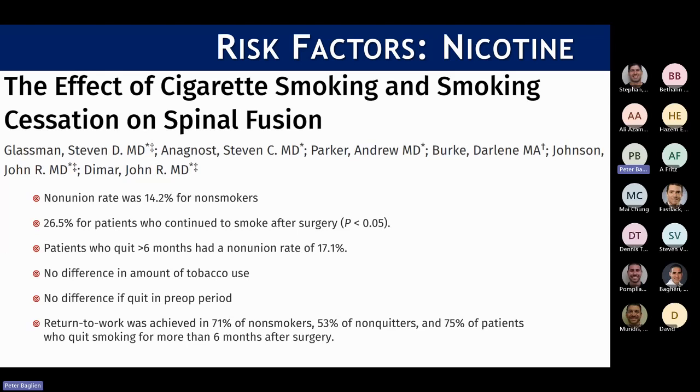Patients who quit greater than 6 months had a decreased non-union rate compared to those that didn't, but the ones that quit immediately pre-op did not have an improvement in their non-union or pseudoarthrosis rates. Interestingly, the return to work was improved, though, in both the non-smokers and the patients who quit smoking, but in the patients that didn't, there was a pretty significant decrease. And so this was the leading paper, I think, that sparked a lot of the discussion on nicotine use, and we'll see a few more examples of that.